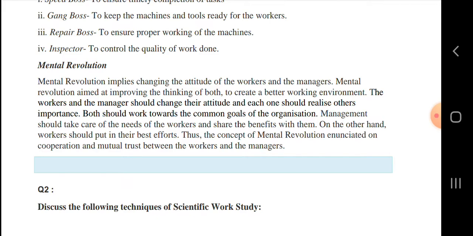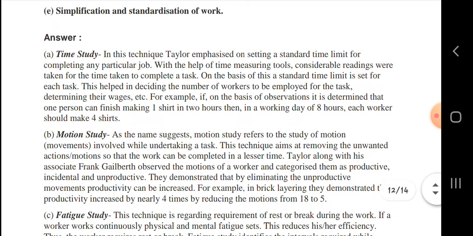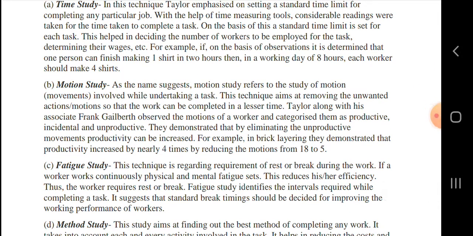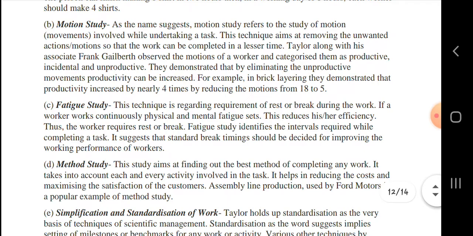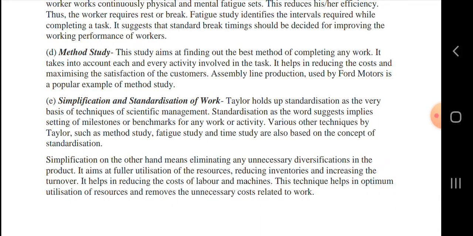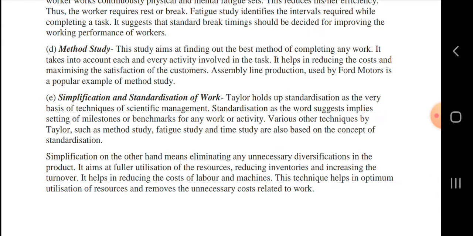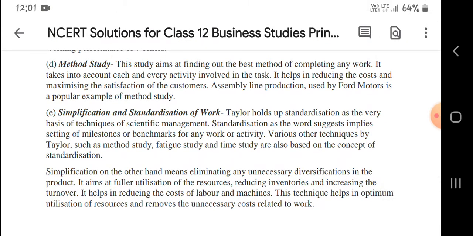Let us know about the techniques of scientific work study: time study, motion study, fatigue study, method study, and simplification and standardization of work. In time study, Taylor emphasized setting a standard time limit for completing every job. Motion study, as the name suggests, refers to the study of motion involved while doing the task. Fatigue study concerns the required rest or breaks during the work. Method study aims at finding the best method of completing any work. Taylor holds up standardization as the very basis of scientific management.